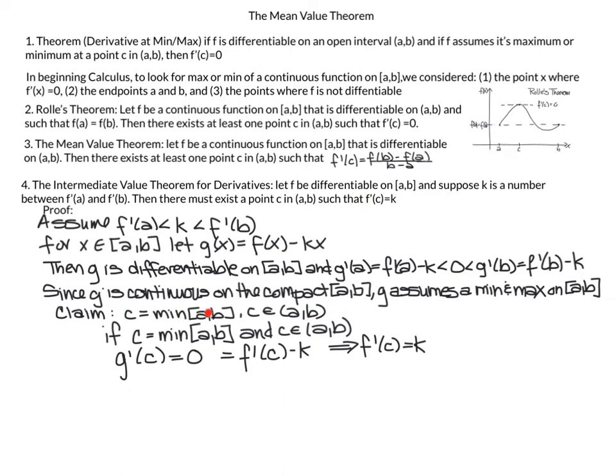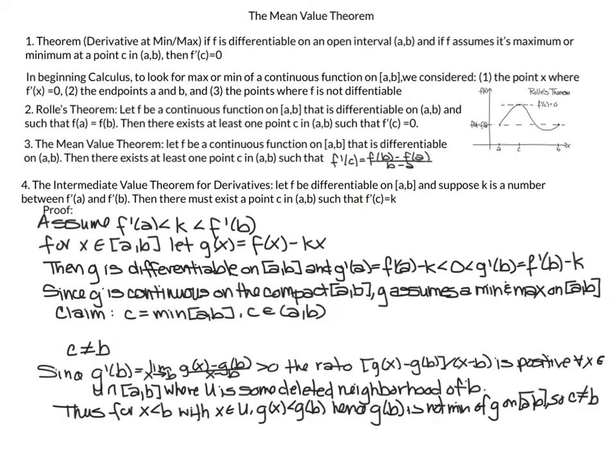But one last detail, which is to show that c is actually in the open interval. To show that c is not equal to b, we can consider g prime of b, which we know is greater than 0, and is also equal to the limit as x approaches b of (g of x minus g of b) all over (x minus b). So this ratio here we know is greater than 0, or it's positive.